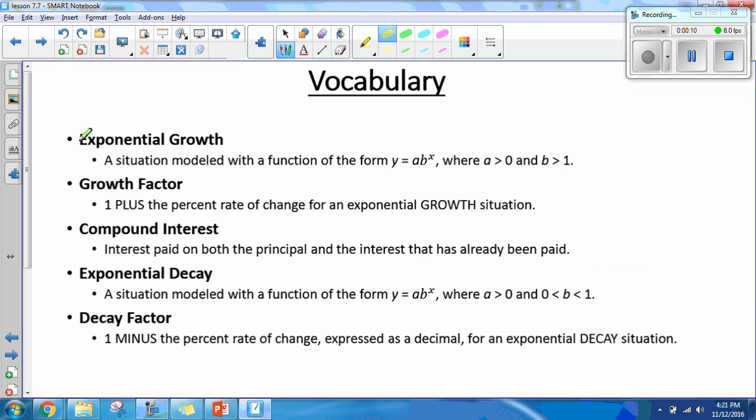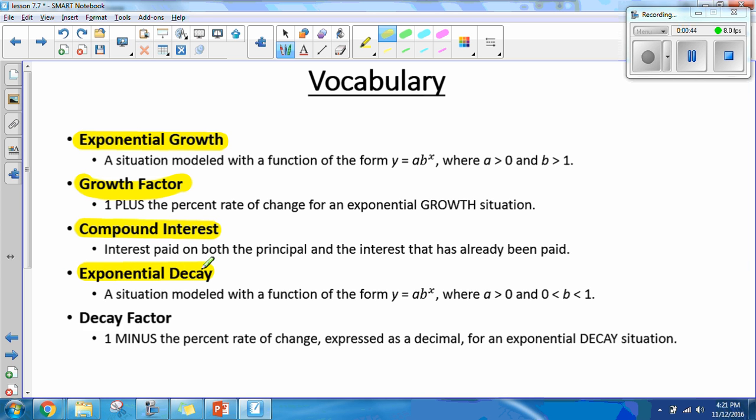Some vocabulary. Exponential growth is a situation modeled with a function of the form y equals a b to the x power, where a is greater than 0 and b is greater than 1. The growth factor is 1 plus the percent rate of change for an exponential growth situation. Compound interest is interest paid on both the principal and the interest that has already been paid.